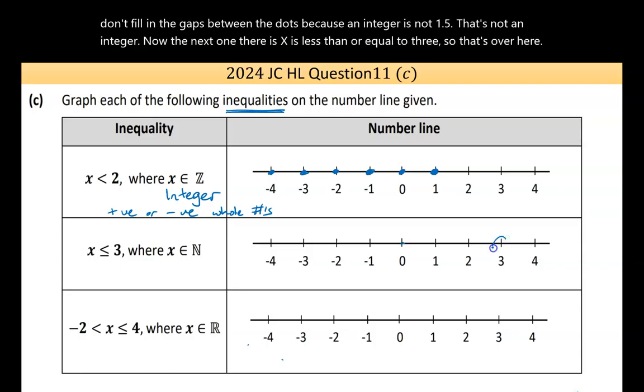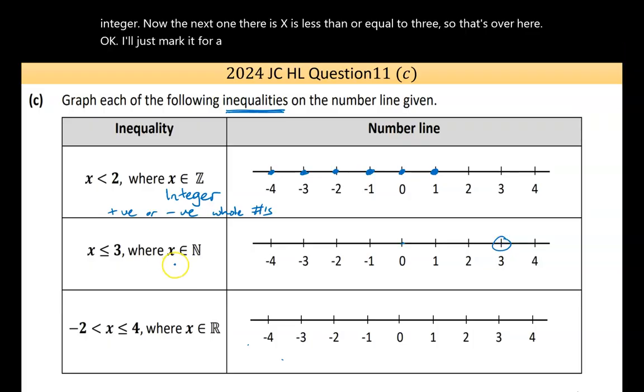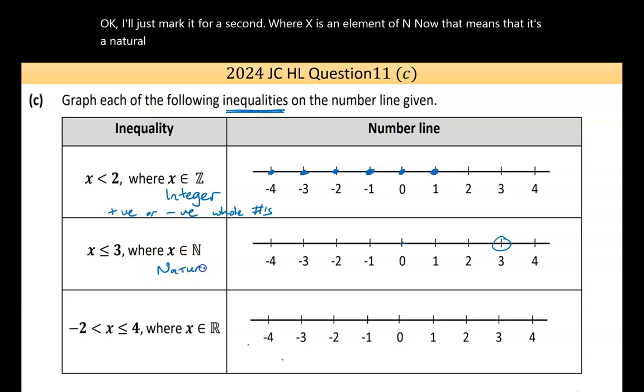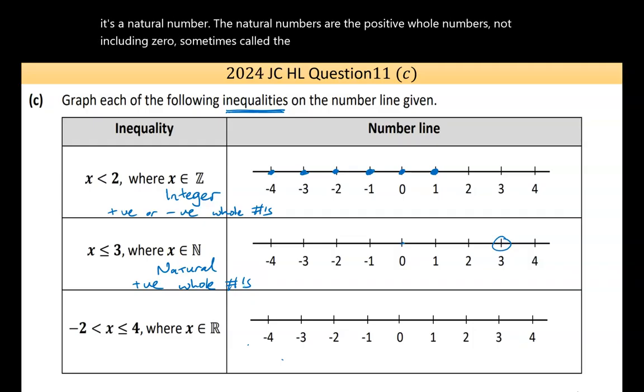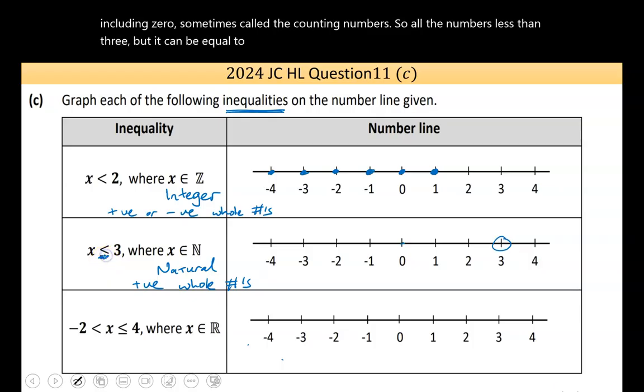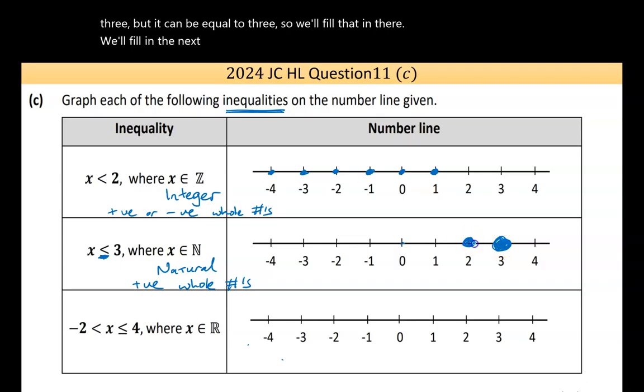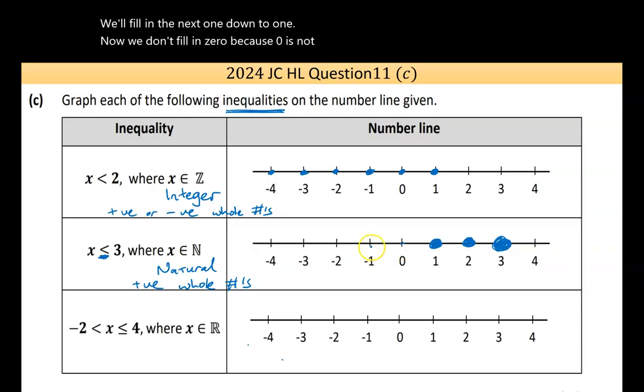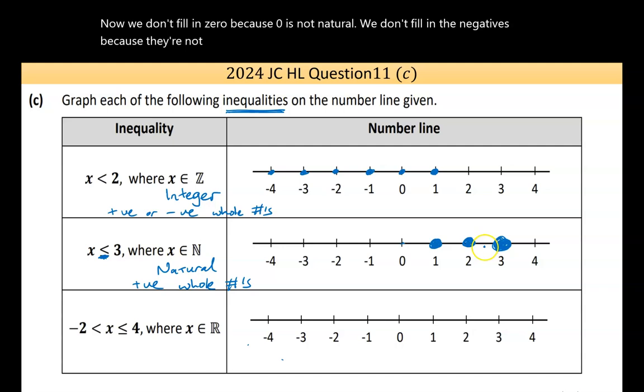Now the next one is x ≤ 3, where x is an element of N. That means it's a natural number. Natural numbers are the positive whole numbers, not including 0, sometimes called the counting numbers. So all the numbers less than 3, but it can be equal to 3. So we'll fill that in there. We'll fill in the next ones down, 2, 1. We don't fill in 0 because 0 is not natural. We don't fill in the negatives because they're not natural. And anything in between is not a whole number. So that's the answer for that one.